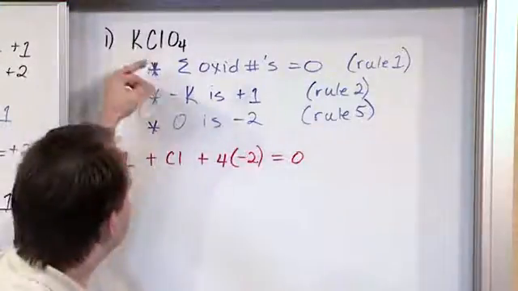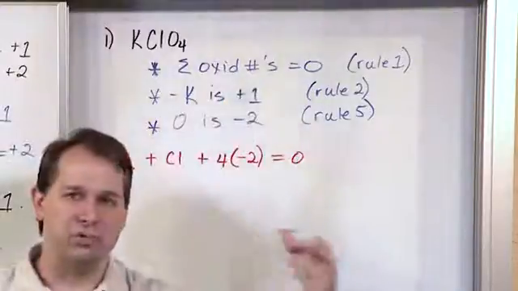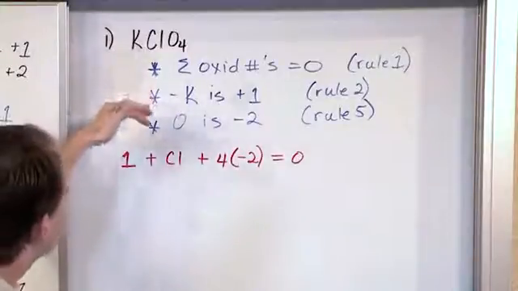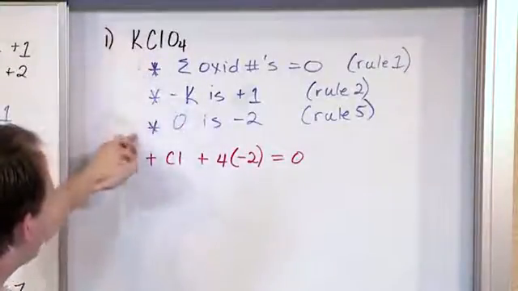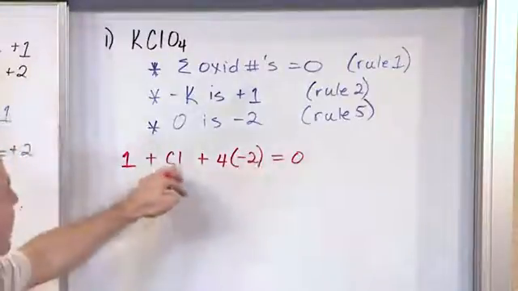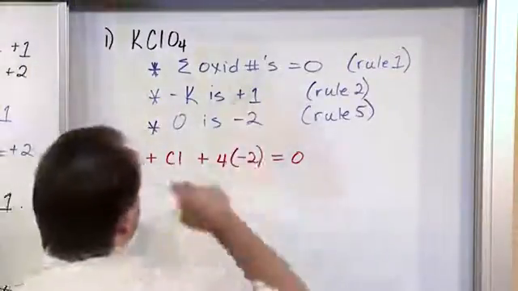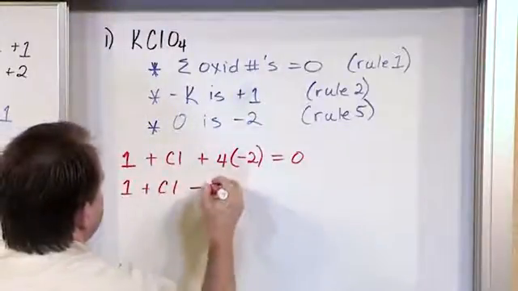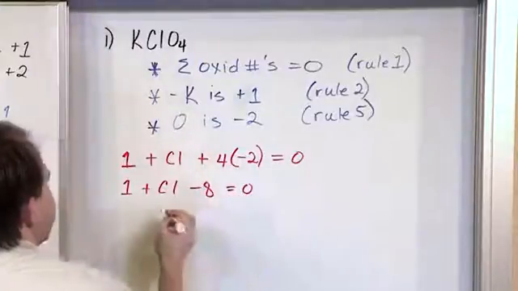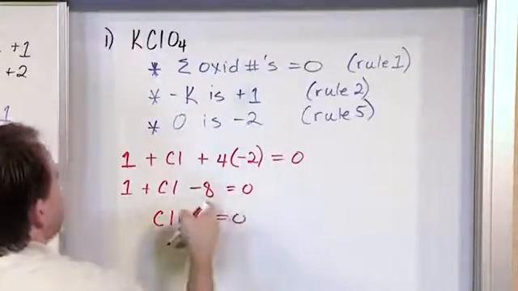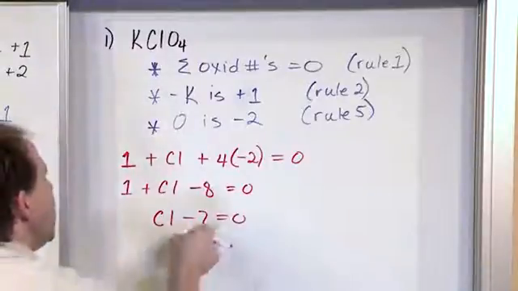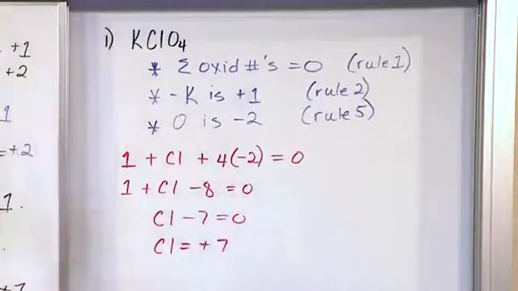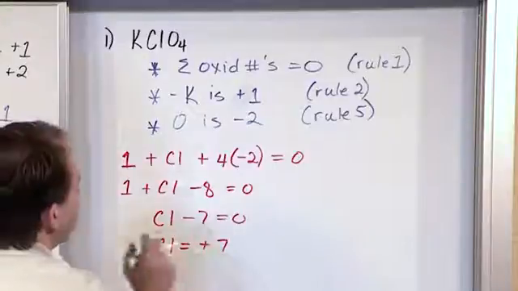What I am doing here is applying rule number 1, which is the very first rule in all of these. So I had to use this rule, and this rule, but when I get down to this point, I can write a little tiny equation and figure out what chlorine is, because the sum of these has to be equal to 0. So I say 1 plus Cl, 4 times -2 gives me -8, is equal to 0. Then I have Cl minus 7 is equal to 0 because -8 plus 1 gives me -7. If I move the 7 to the other side, then chlorine is +7. So the oxidation number of chlorine is actually +7.